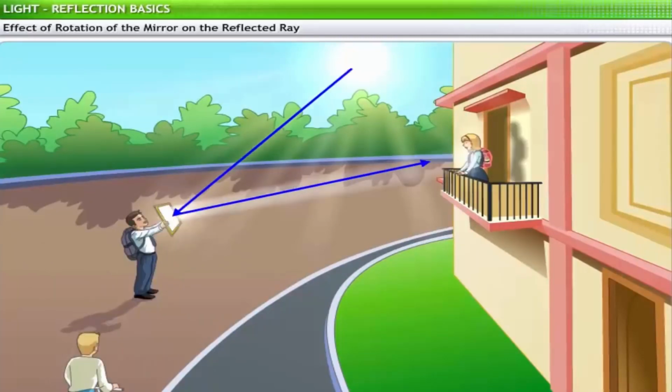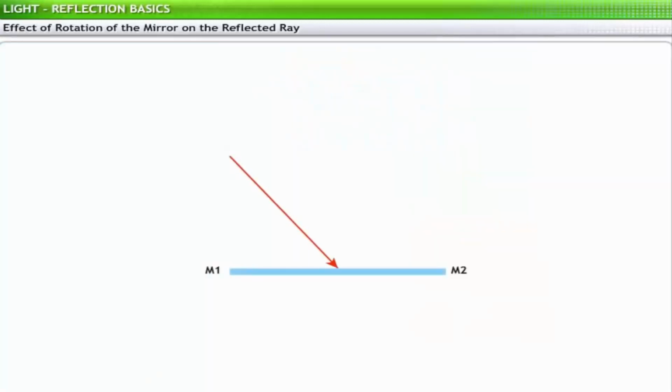If the lines joining the boy to the two friends make an angle of 120 degrees, by what angle should the child rotate the mirror? To solve this problem, let us see what happens to a reflected ray when a mirror is rotated through an angle. Consider a ray of light IO incident on a plane mirror in position M1, M2, such that OR is the reflected ray and ON is the normal.